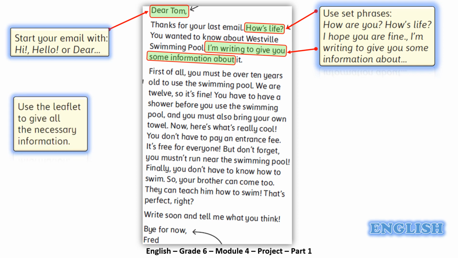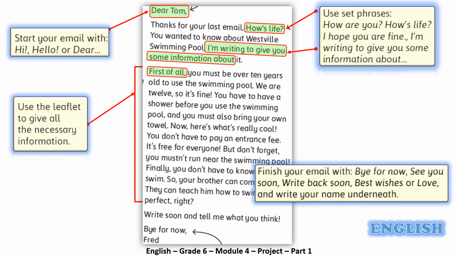Then you use the leaflet, or the source of information, to give all the information that you need to write. You start with first of all, and then you start writing the sentences that include the information you need to deliver. Finally, finish your email with bye for now, see you soon, write back soon, best wishes, or love. And at the end, you write your name underneath as a signature, like that. Bye for now, Fred.